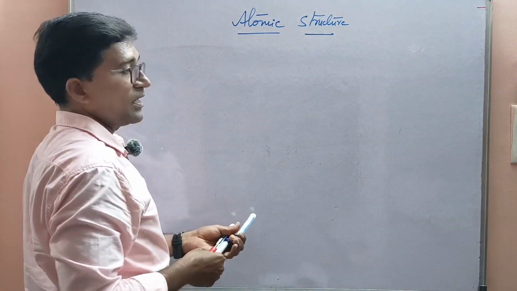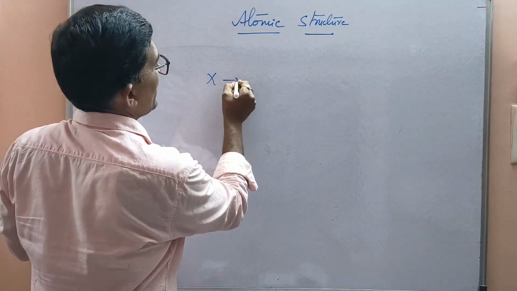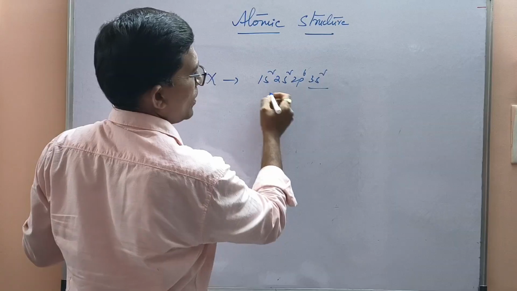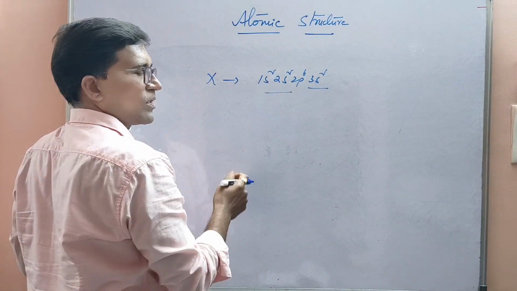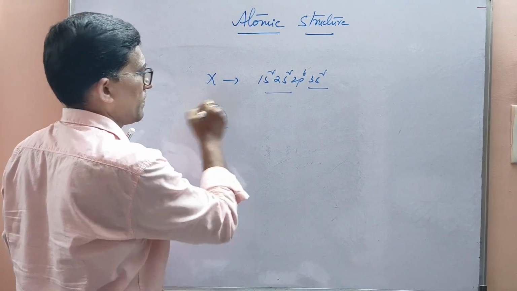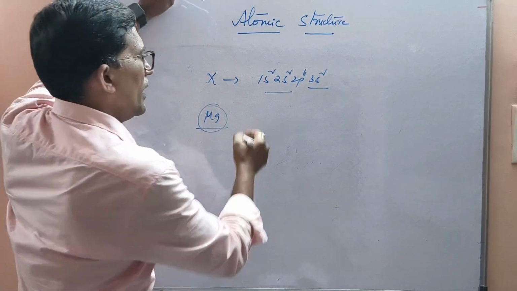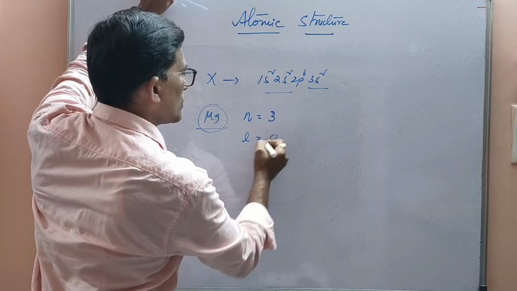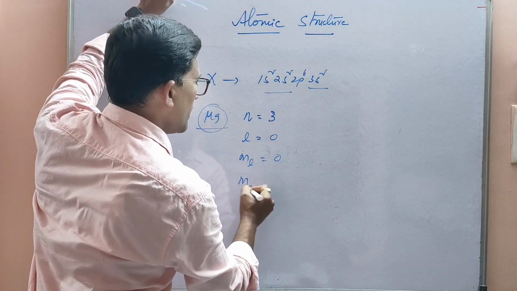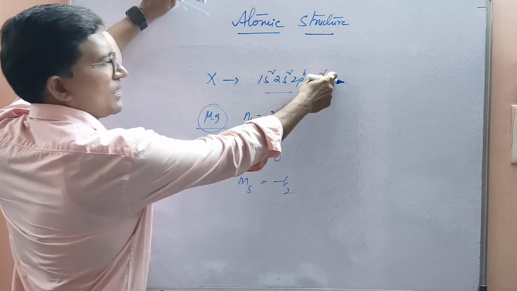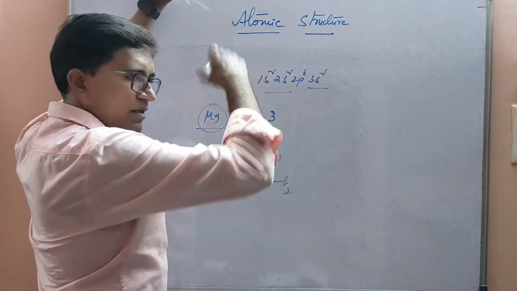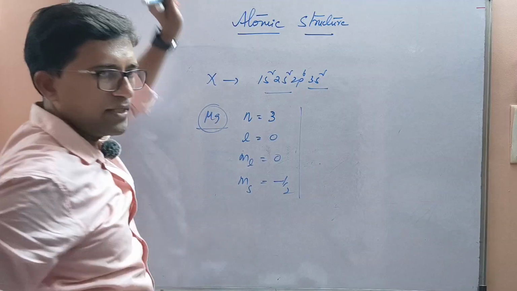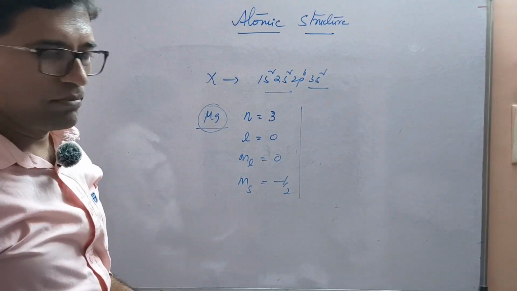What is the element name, sir? X is the element, and your given configuration is 1s2, 2s2, 2p6, 3s2. Now we can guess the element. The total number of electrons is 12. The element name is magnesium. The quantum number values are: n is equal to 3, L is equal to 0, ML is equal to 0, MS is equal to minus half, the second electron in the s orbital, anti-clockwise, that is minus half. These are the quantum number values for the last electron of magnesium.